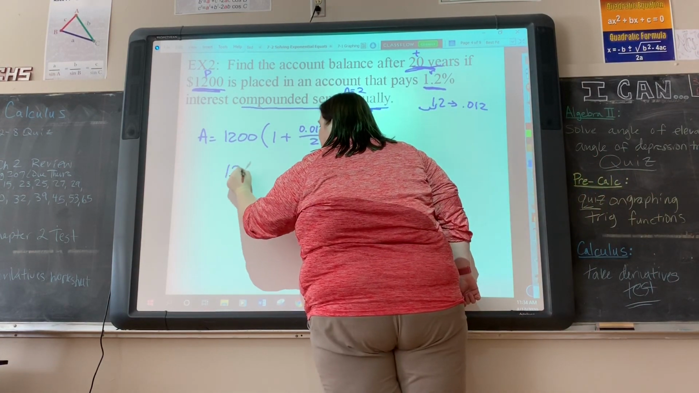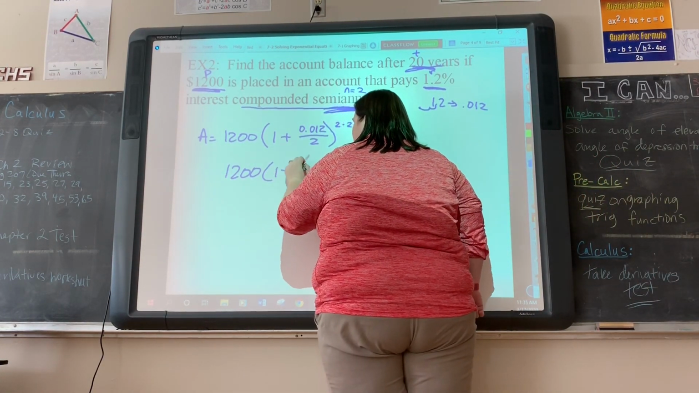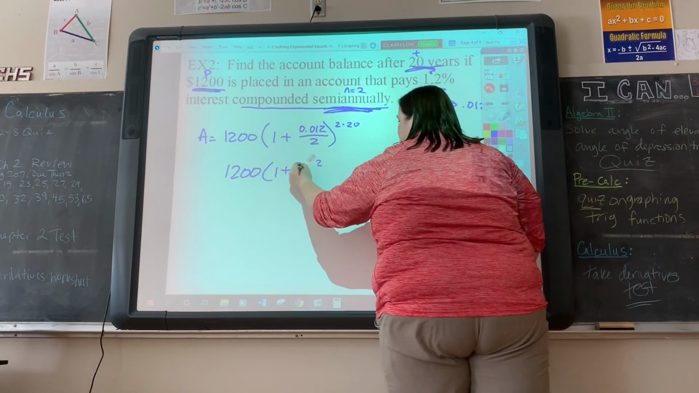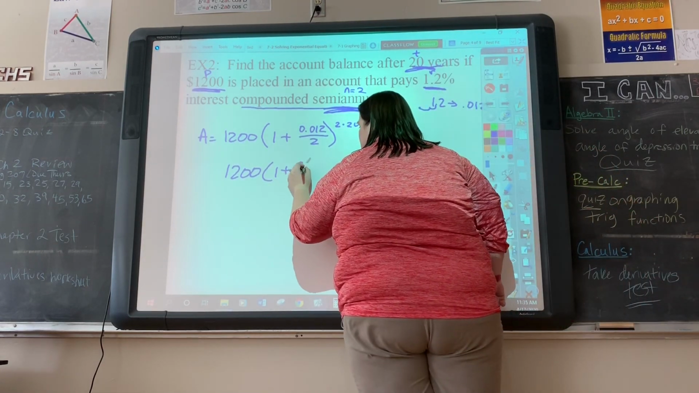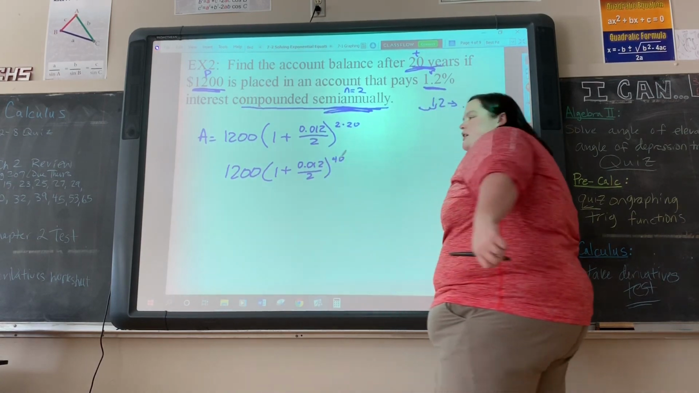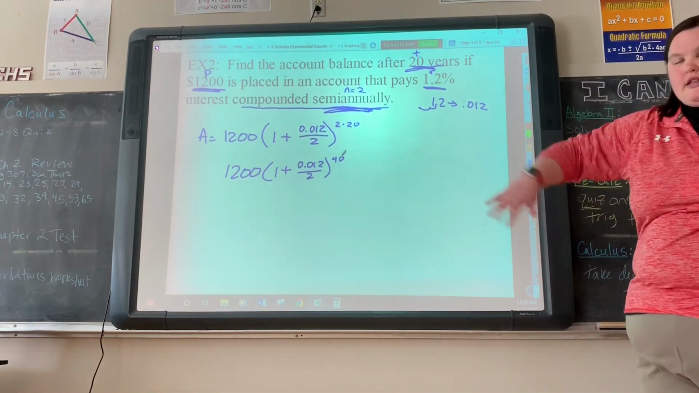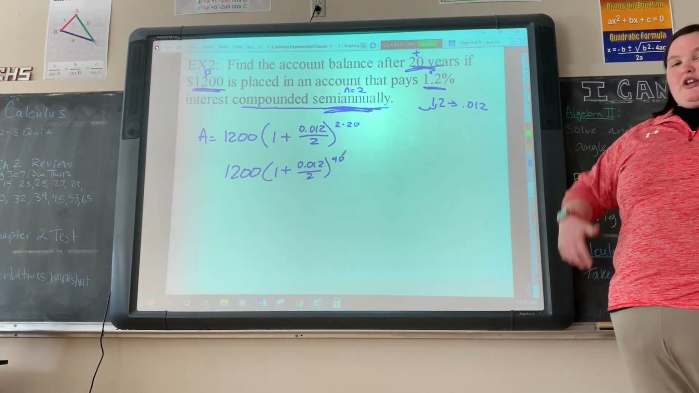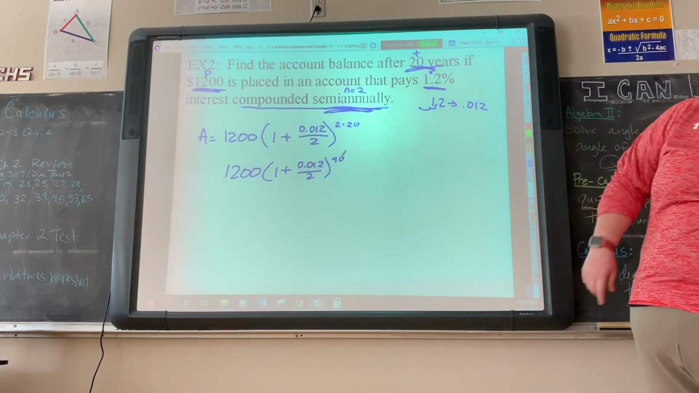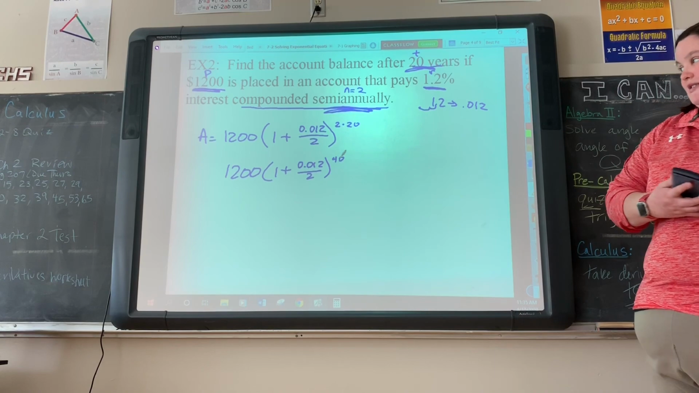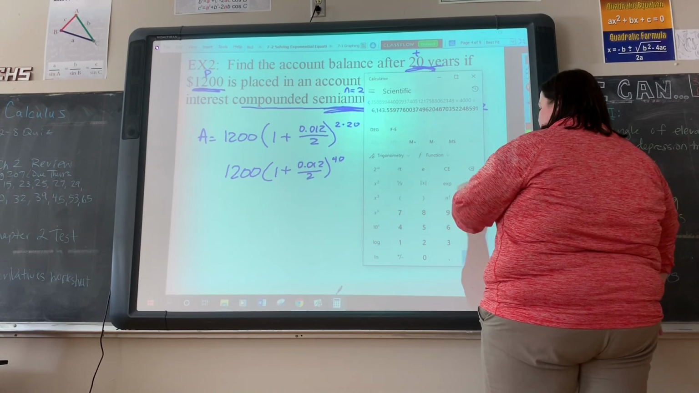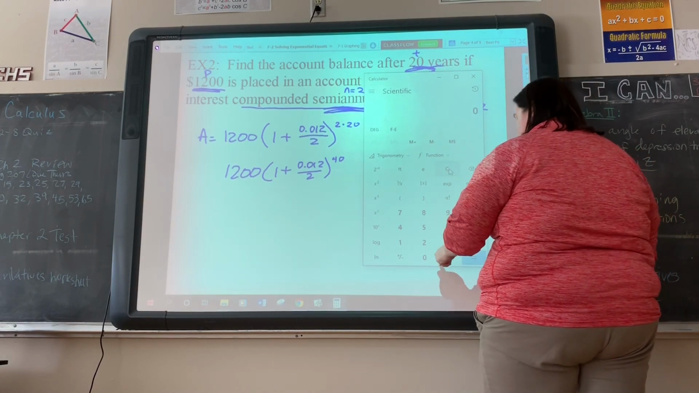The first thing I'm going to do, I'll rewrite this one for those who are just looking at my PDF notes. Again, the first thing I'm going to do is multiply out that exponent. So it's going to be 40. So this time we are getting the interest more because we're looking at a longer time frame. But we do have a smaller interest rate, and we're only getting that interest twice a year. So again, we're going to multiply this out now.